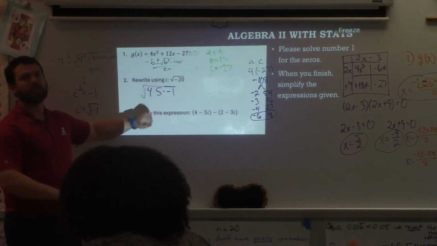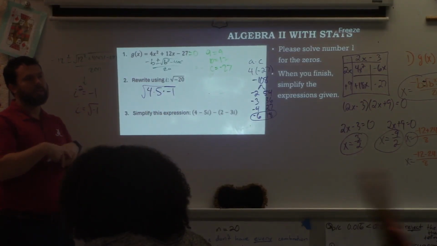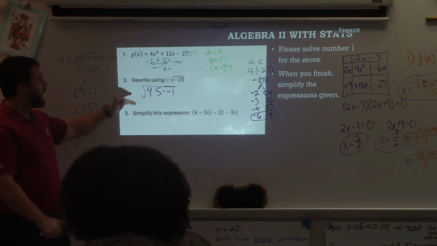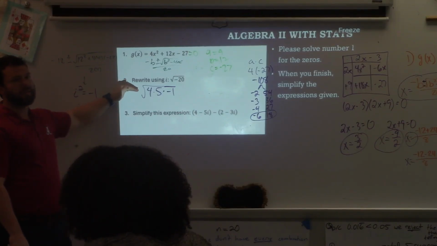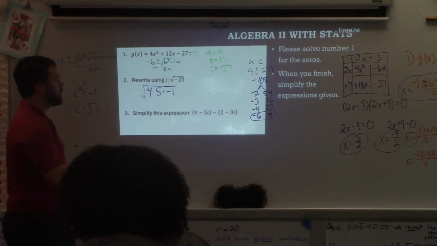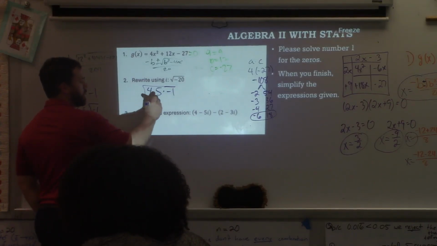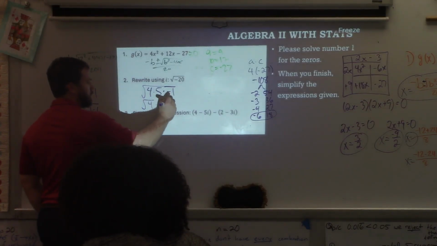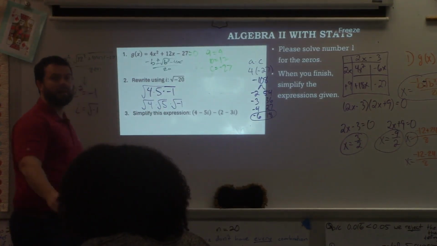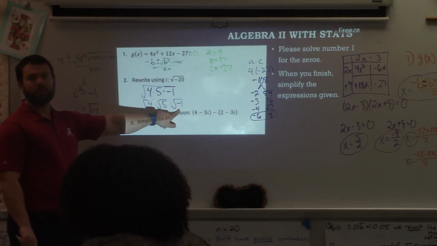So let me get to this next step. Remember, I showed you all this property yesterday, and it ties back into exponent properties, but how many radicals can I rewrite this as? 3. I can rewrite it as 3 radicals. What are the 3 radicals? Square root of 4, square root of 5, square root of negative 1. That's why I wrote the negative 1 separately, because what's the square root of negative 1?